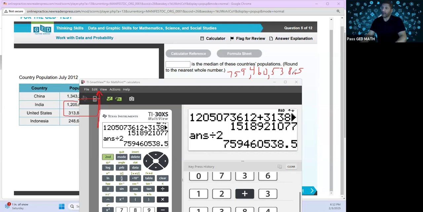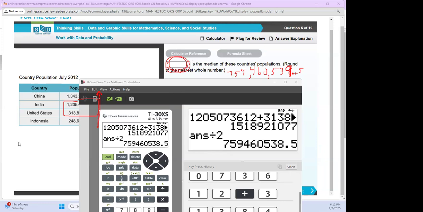So 0.5 means that this is 5 or above. This becomes a 9. So your answer would be 759,460,539. Rounded off. So that's the answer you would have to put in this fill-in right here. Got me? Yes. Okay.